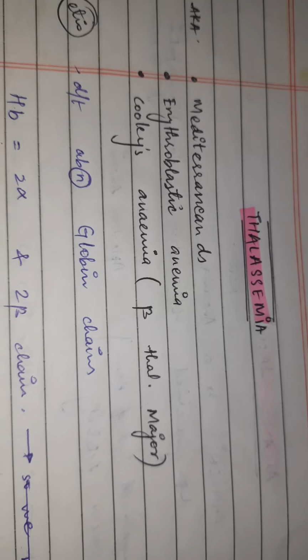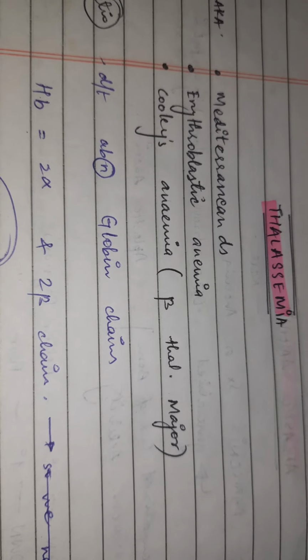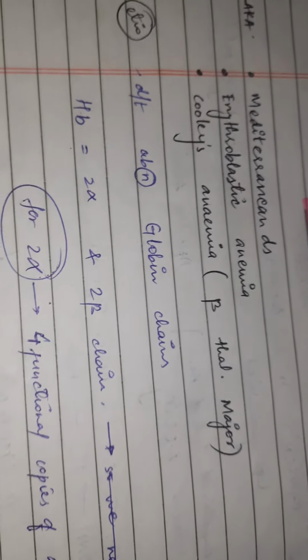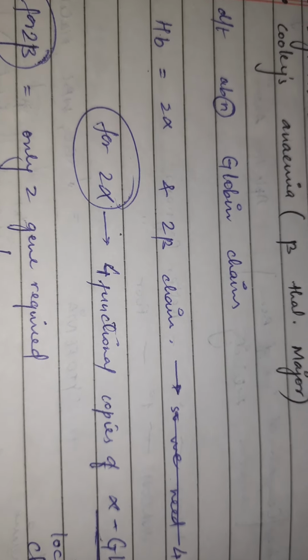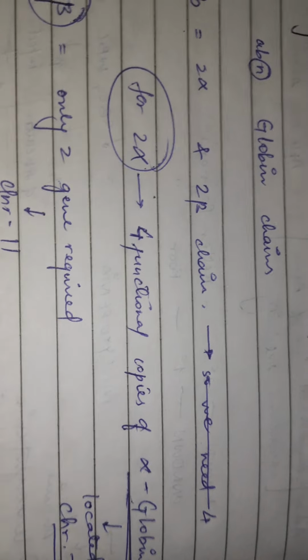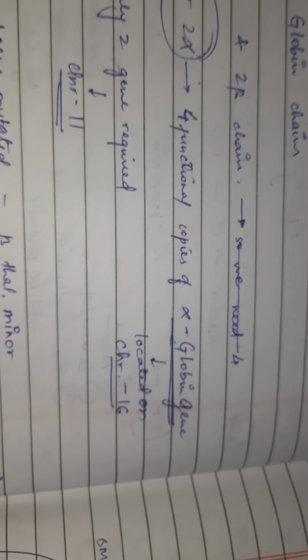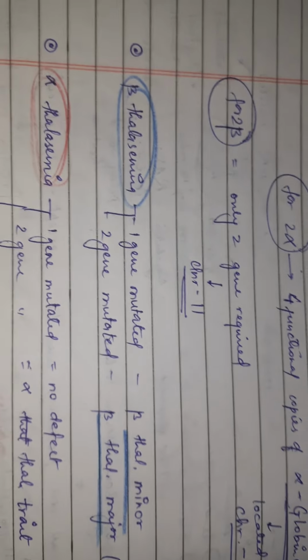Now let's start with thalassemia, also called Mediterranean disease, erythroblastic anemia, Cooley's anemia, or beta thalassemia major. Etiology is due to abnormal globin chains. Hemoglobin is composed of 2 alpha and 2 beta chains. For the 2 alpha, there are 4 functional copies of the alpha globin gene located on chromosome 16, and for the 2 beta, only 2 genes are required, on chromosome 11.